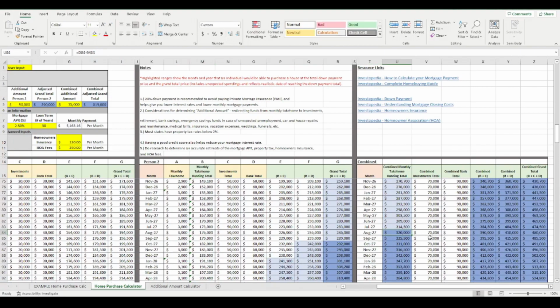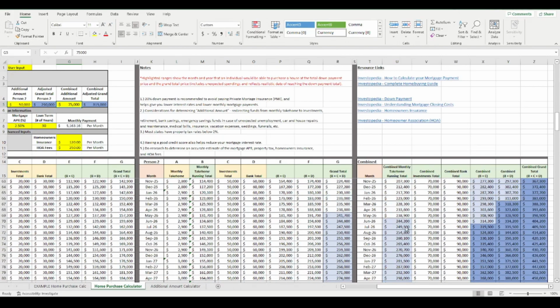When both people team up, they can realistically purchase a home by August of 2027, much sooner than if they were to do so alone. Again, the additional amount for the combined total is based on the unexpected spendings of both people based on a time frame between now and the date of reaching the down payment total for the combined total, which is 4 years. 2026 minus 2022.